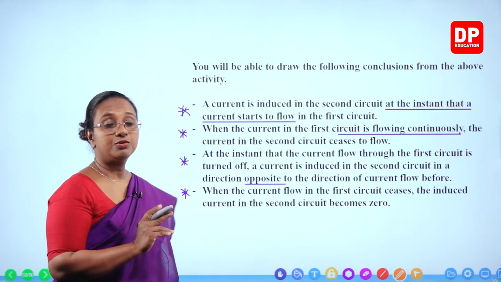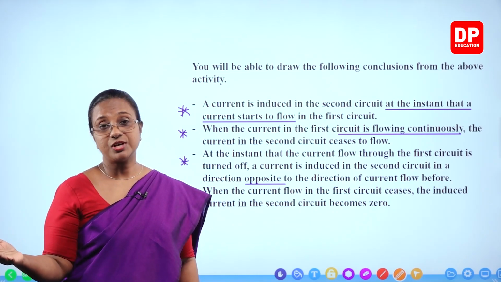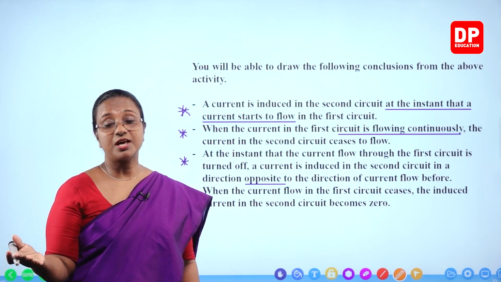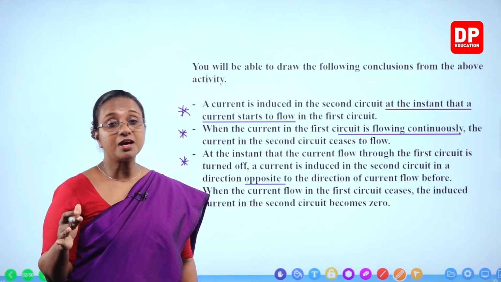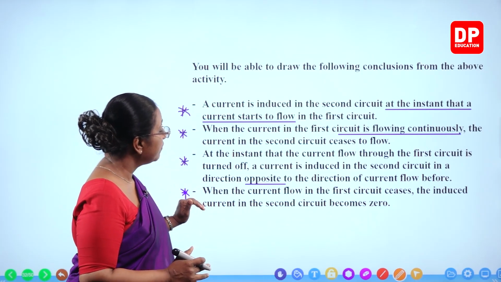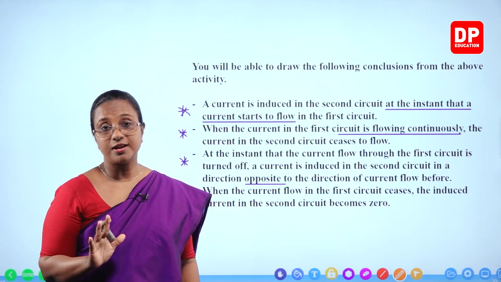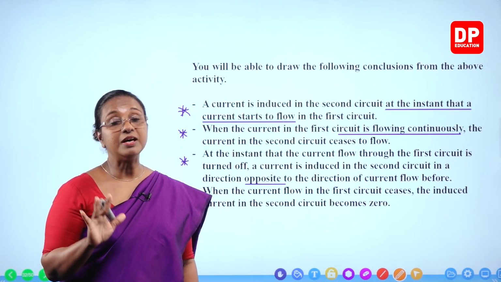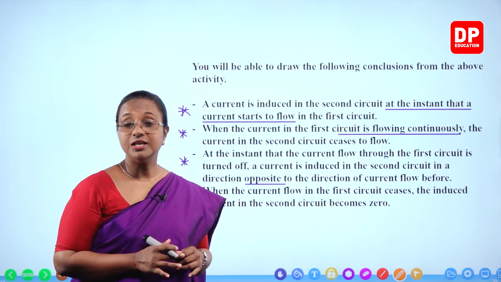So all the conclusions that we understood: as the current starts to flow, there is an induced current in the second circuit. As the current is stopped, again there is an induced current in the second circuit, but in the opposite direction. But with continuous current flow, there is no current in the second circuit. At the same time, when there is no current flow continuously in the first circuit, there is also no current flow in the second circuit. That is the basic principle of a transformer. Is that clear, students? Then I'll move on to the next slide.